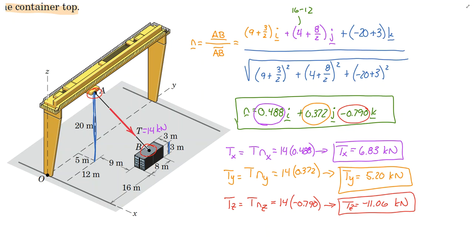And if you wanted to draw it, your unit vector would be parallel to T in the same direction there, headed from point A to point B. All right, that is it for this problem.